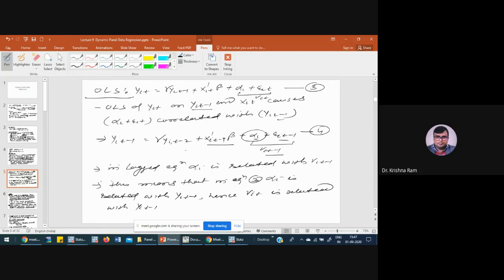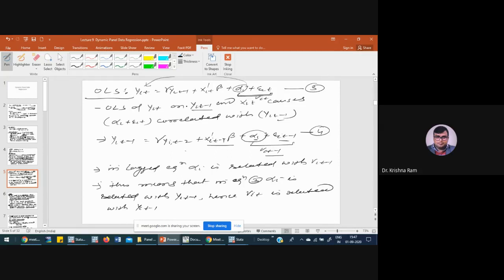and the error term in the original regression equation also contains this. And since this one is related with this one, and here this one is related with this one, that means this one is related with this one. So that means that the error term is related with the lag value of the dependent variable, which is now an explanatory variable, and that means the regression model suffers from the problem of endogeneity.